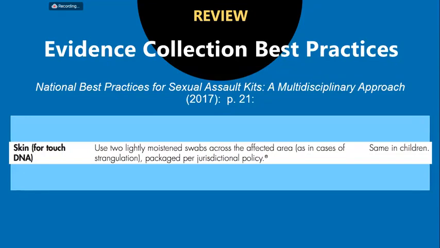This next slide also shows directly from the National Best Practices for Sexual Assault Kit. It clearly states skin for touch DNA. This document is the first document that has clearly stated in national best practices that we should be collecting touch DNA from skin. And again, it states use 2 lightly moistened swabs across the affected area. And next slide.